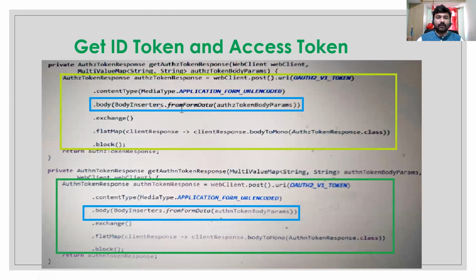You refer this second one first, which is in the green highlighted box. Get Oauth2 token response. What you will be passing? Oauth2 token params you are passing, and how you will be passing? Through web client body. So why I am using the web client? Web client is released in Spring 5.x, and this is the latest.